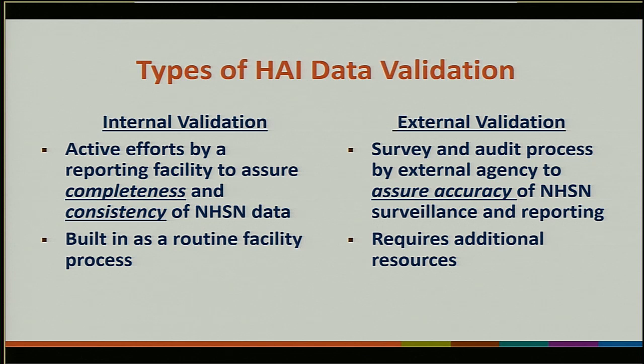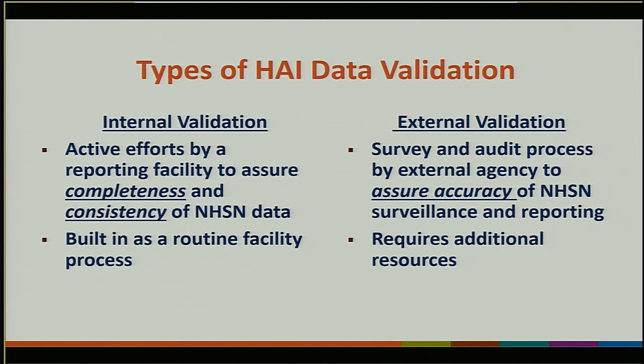There are two types of data validation. The first is internal, which is generally built into a routine process at your facility. In this type of validation, the facility conducts data quality checks to ensure that data entered into NHSN is not missing information on critical variables and data entry is plausible. By doing these data quality checks, the facility ensures that their HAI data was complete and consistent. The second type is the external validation, which is conducted by an external agency, such as the Department of Public Health or Quinn QIO.